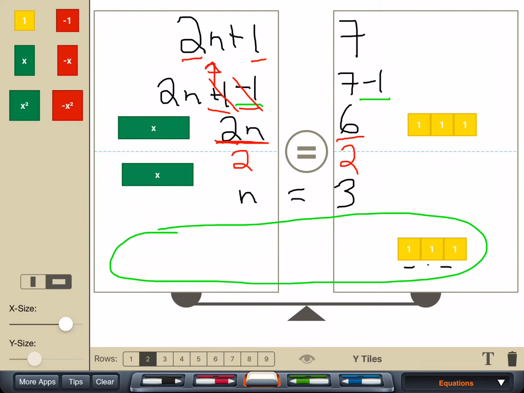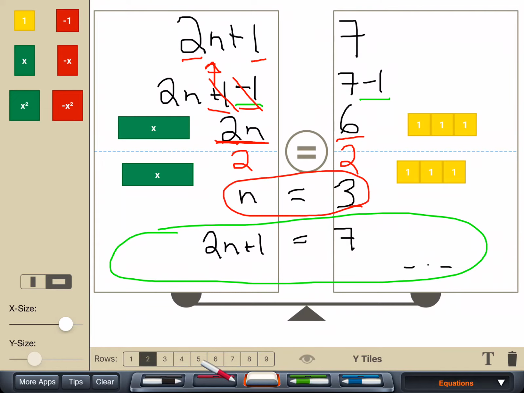I'm going to move these up just to get them out of the way so I can write something down here. My original equation, as you recall, was this: 2n plus 1 equals 7, okay? I have an answer, and I'm feeling pretty good about it. I'm feeling pretty good about n equals 3. So what I'm going to do to test it is I am going to substitute my n for the value that I think n has. And I'm going to see if I can solve it.